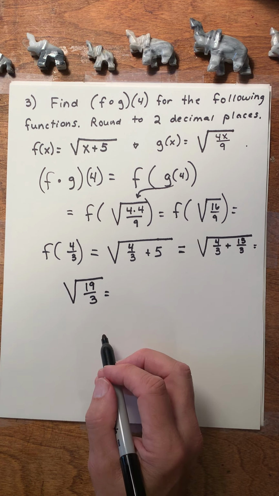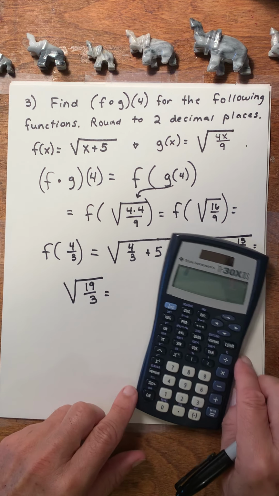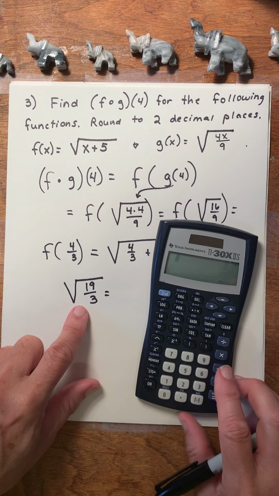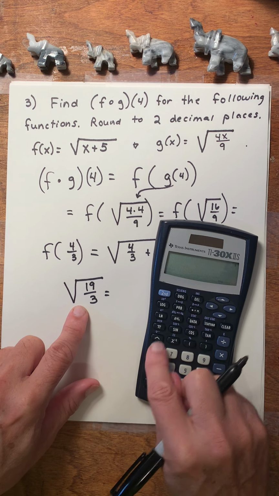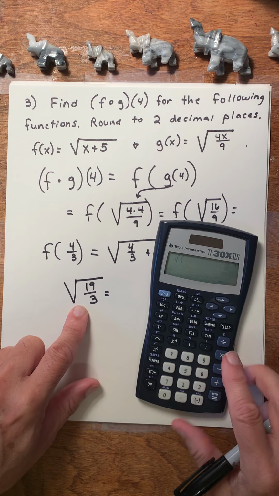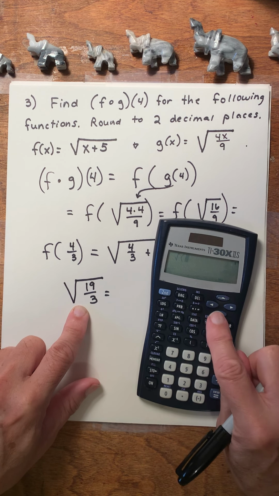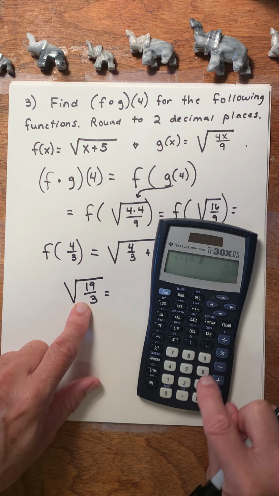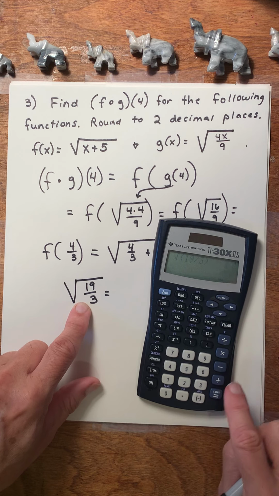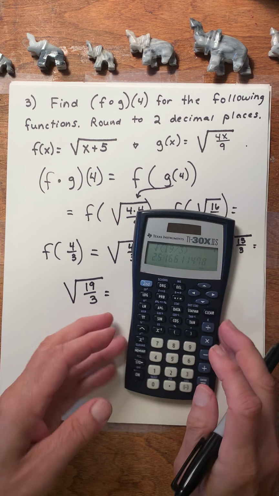So let's see what we got going here. My square root function is a second, so I have to do that. Here's my square root, and you're going to have to figure out your own calculator. Square root of 19/3, 19 divide 3. Let's see what that gives me. 2.5166.